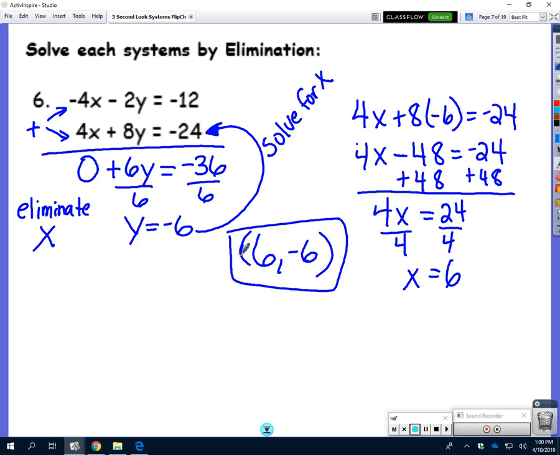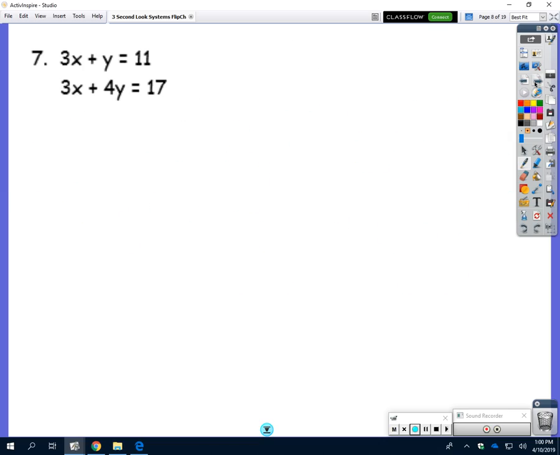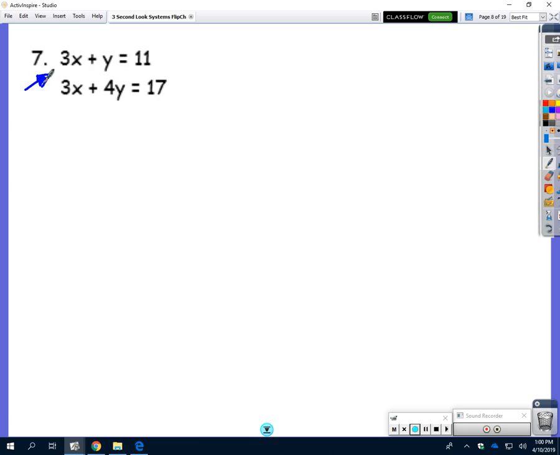Question 7. Notice that I have the x's are the same sign. So what I need to do is, it's almost like I'm going to multiply this whole second equation by a negative 1, and that means I'm going to change all of the signs. So that becomes a negative 3, that becomes a negative 4, and that becomes a negative 17.